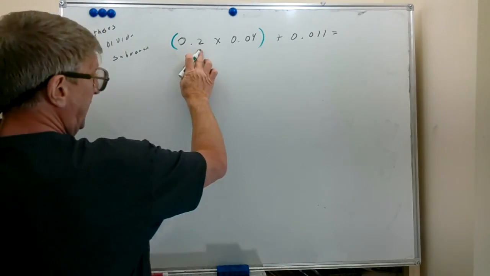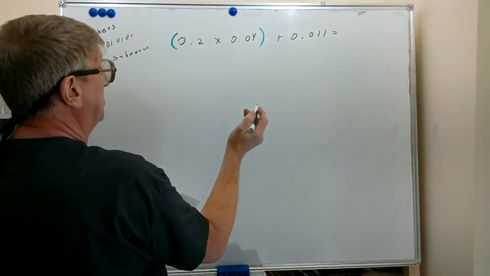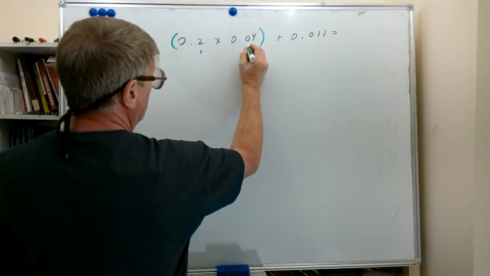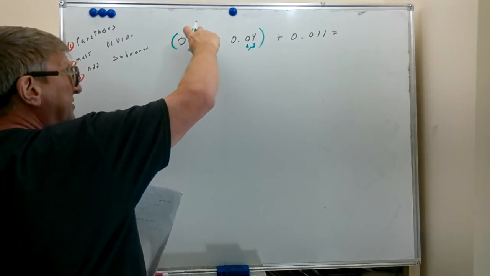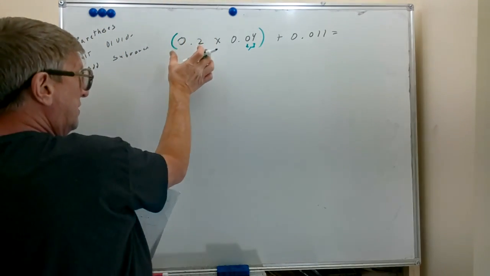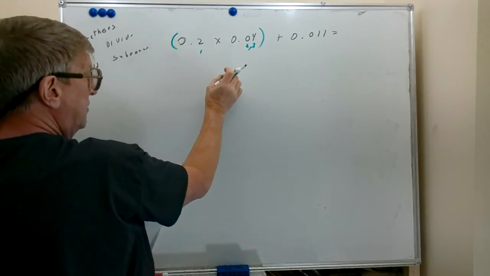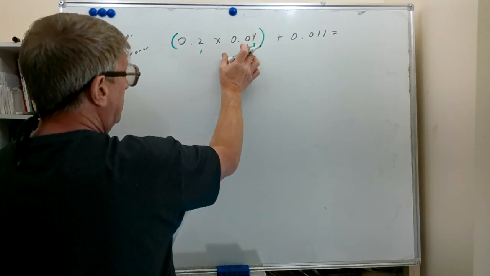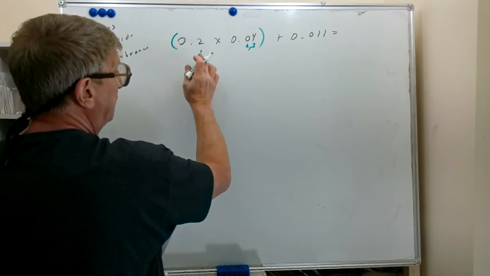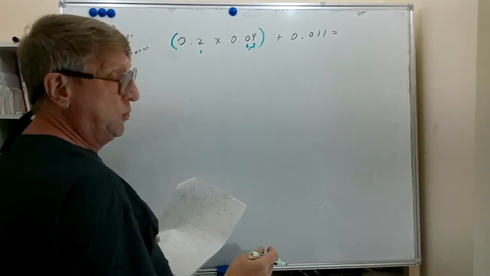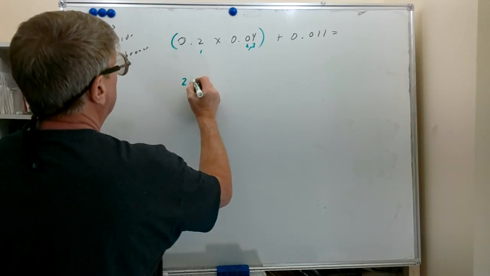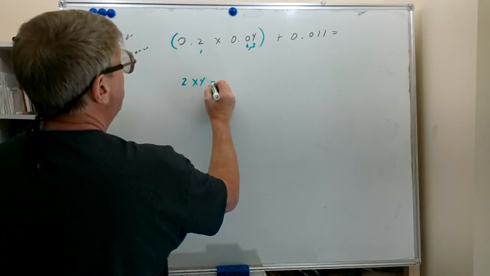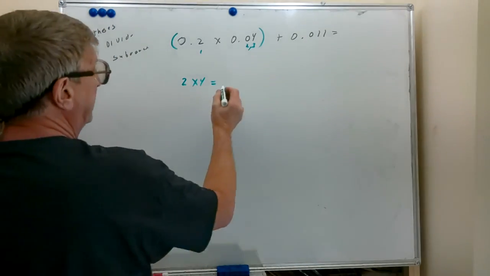So let's count the number of decimal places first. We have 1, 2, 3. We had one decimal place in this number. We have 2 decimal places in this number, but 1 plus 2 is 3. So we're going to need 3 decimal places in our answer. So let's do 2 times 4, and that equals 8, right? 2 times 4 equals 8.